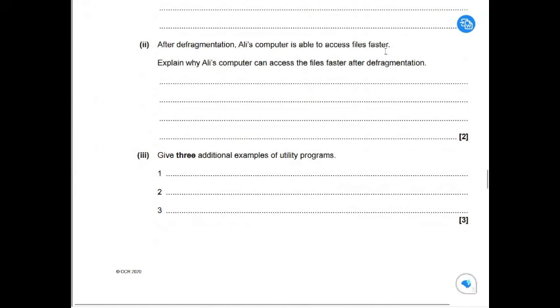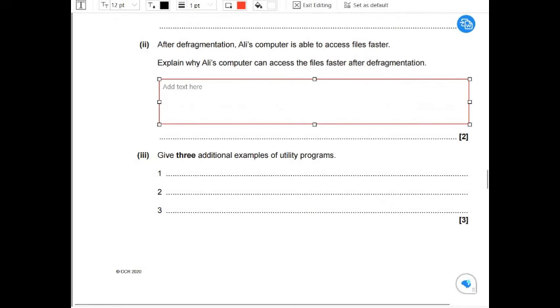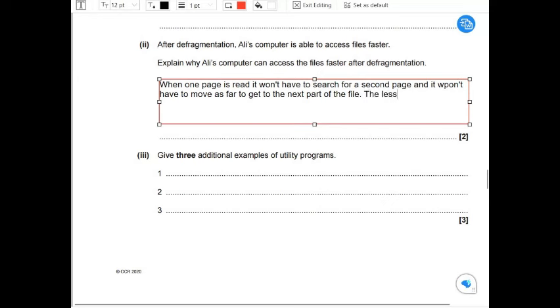After defragmentation, Ali's computer is able to access a file faster. So we need to explain why Ali's computer can access the files faster after defragmentation. So what happens here? This is what you could say. When one page is read, it won't have to search for a second page. And it won't have to move as far to get to the next part of the file. And the less physical movement will save time. So I've mentioned 3 points, but I would only get 2 marks. So I don't actually need that point. I could just have those 2 points, and that's 2 marks.